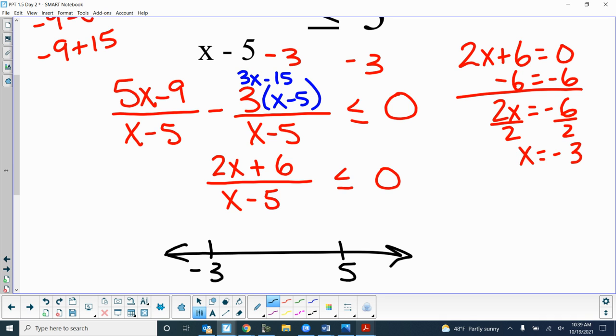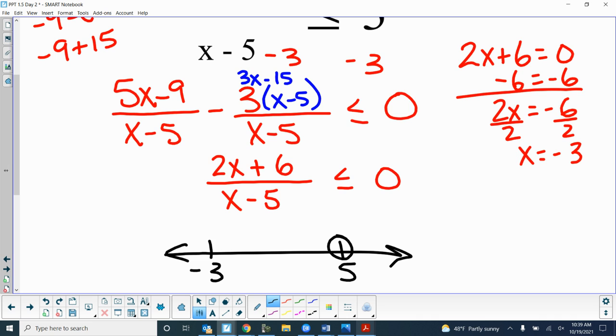Now, pay attention. Am I ever allowed to have 0 in the denominator? No. So even though it says less than or equal to at the 5, it's got to be open. Because we're really not allowed to equal 5, right? That gives me 0 in the denominator, which is undefined. Can't be done. Right, Yoder?